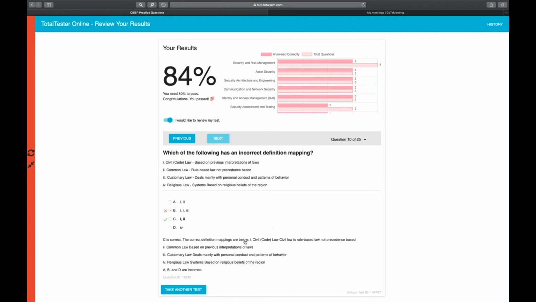The correct definition mappings are below. Let's see. Common law is based on previous interpretations. Customary law is personal conduct and patterns of behavior. Religious law is religious beliefs.